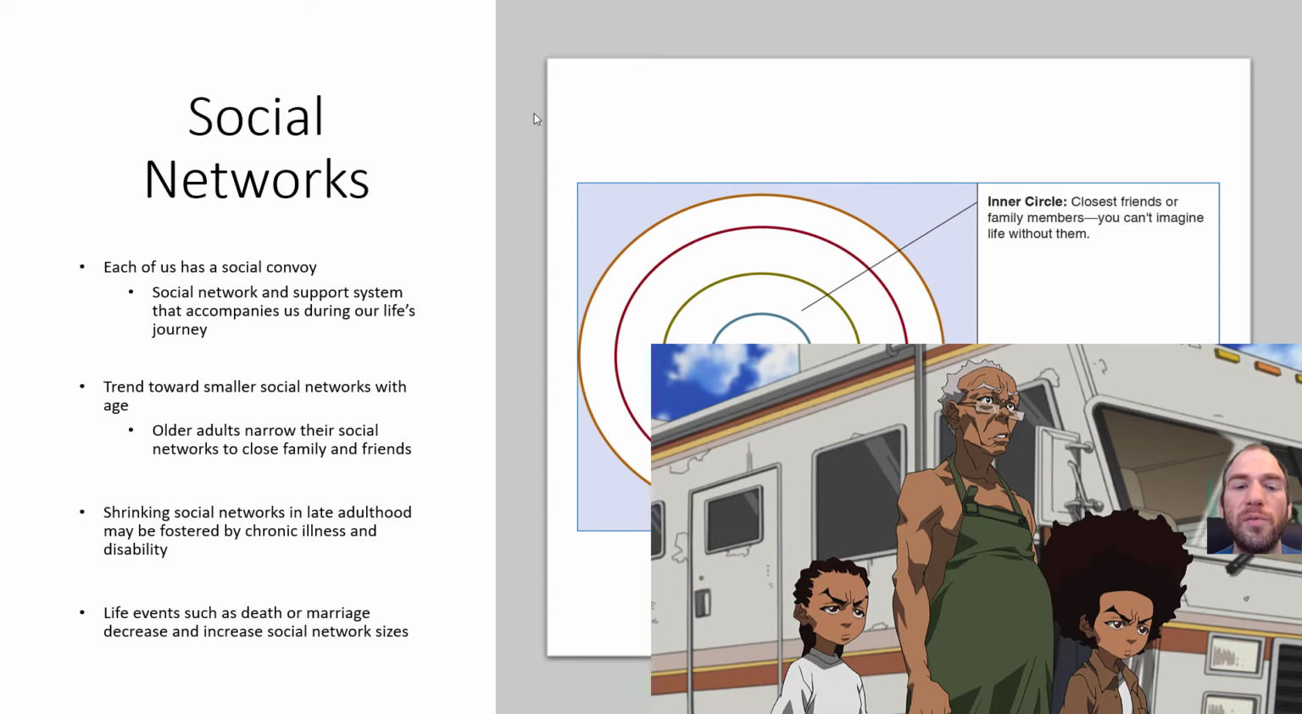Okay, so just to review, we have this convoy, this social network of social relationships that are with us throughout our lives, who serve like a protective factor. So when times are bad, we can depend on these people, but also when times are good, we can share these life experiences with other people.